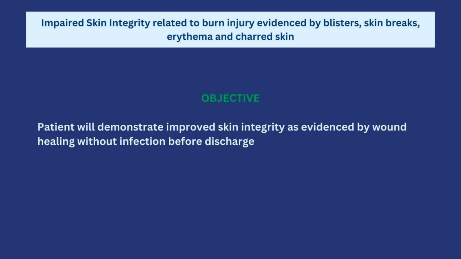The next nursing diagnosis is impaired skin integrity related to burn injury, evidenced by blisters, skin breaks, erythema, and charred skin. And the objective is that the patient will demonstrate improved skin integrity as evidenced by wound healing, without wound infection or infection of the skin before the patient gets discharged. This objective actually has a long-term plan, like a long-term objective, because we are trying to make sure that the wound or the skin of the patient does not become infected before discharge, which means that the patient could have to be in the hospital for 1 to 3 weeks, depending on how much treatment they need.